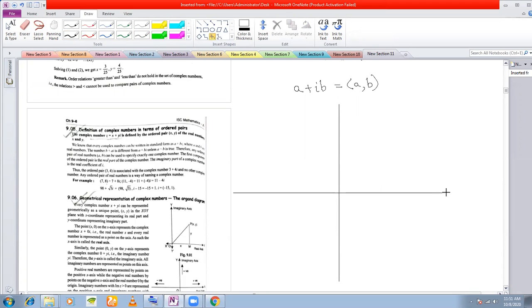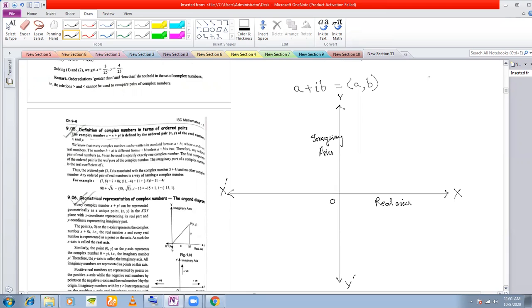Argand diagram? As I told you, an Argand diagram is a geometric representation of a complex number. In fact, a graphical representation of a complex number. Except that we call the x-axis here the real axis, and the y-axis we call the imaginary axis.